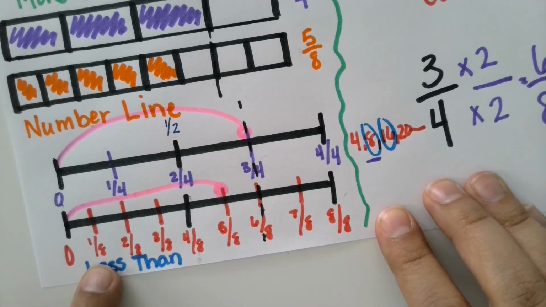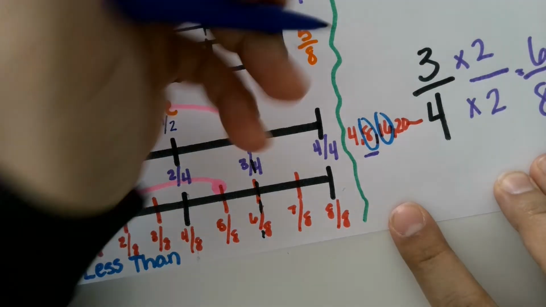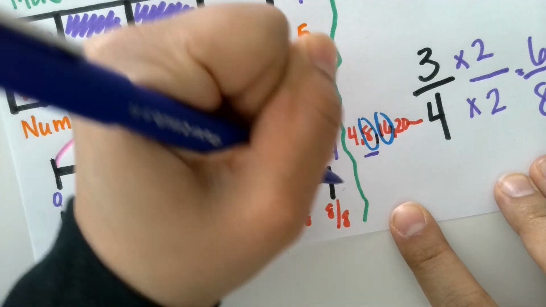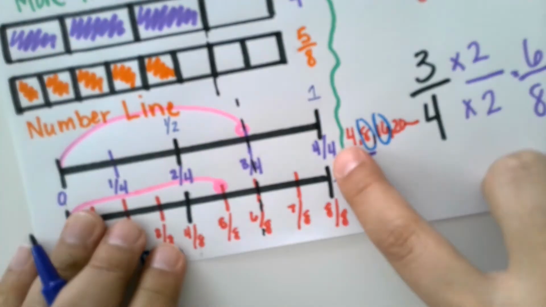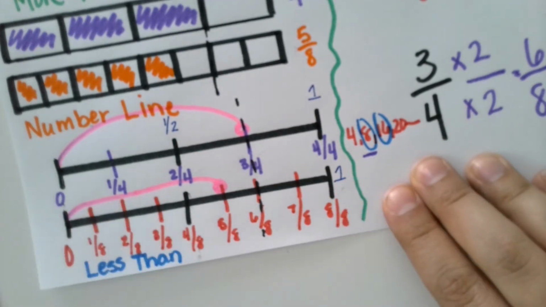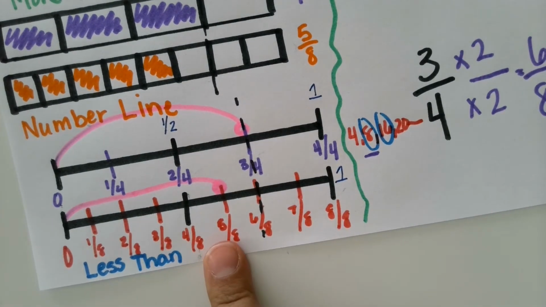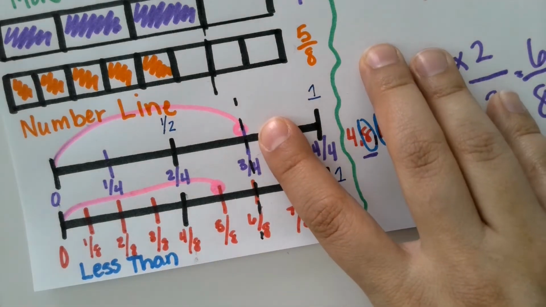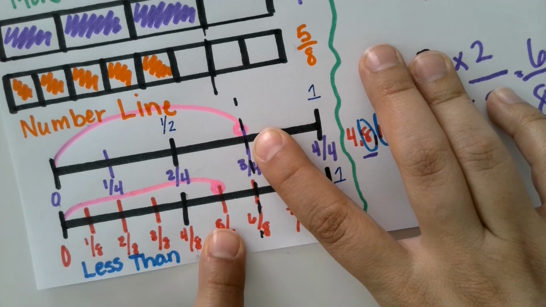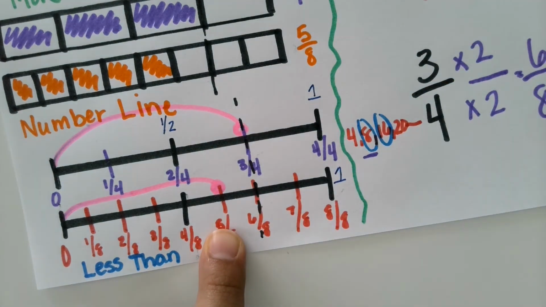All right, and then we labeled in the rest of our eighths, 1/8, 2, 3, 4, all the way to the end, 8/8. And the other thing we would always label is at the very end, 4/4 is the same as 1 whole, 8/8 is the same as 1 whole. Once you have your whole tape diagram or your number line labeled, you can go ahead and find your point. So here's 3/4, here's 5/8. I can clearly see 3/4 is greater than 5/8.